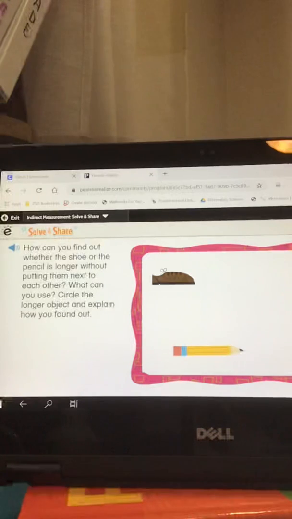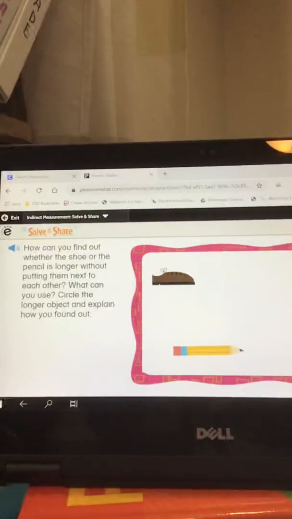Here is our 12-2 today and our solve and share. How can you find out whether the shoe or the pencil is longer without putting them next to each other? What can you use? Circle the longer object and explain how you found out.